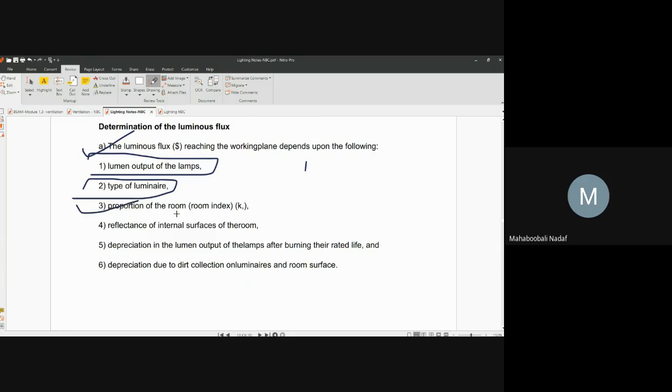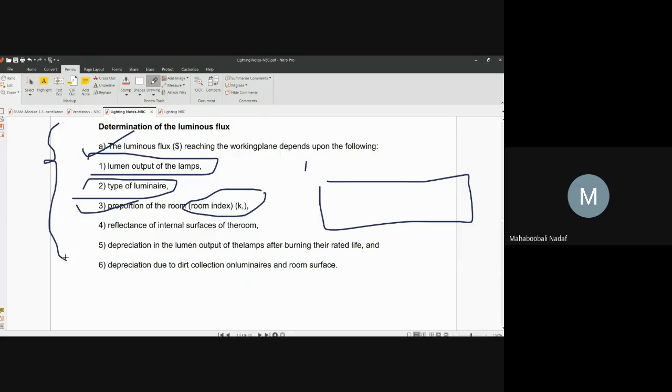Proportion of the room means what? There is one constant. If it is a very big room, what type of CFL do you require? If the height of the room is increased, then what type of things are required? Okay, these are the theory points. Try to understand the concept. If you understand them, you can manipulate and write them in your own words.